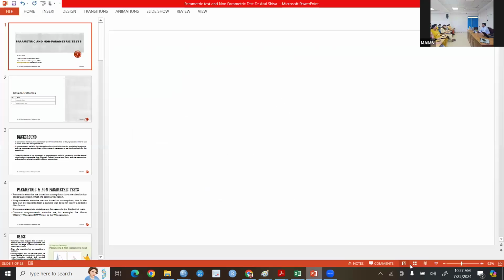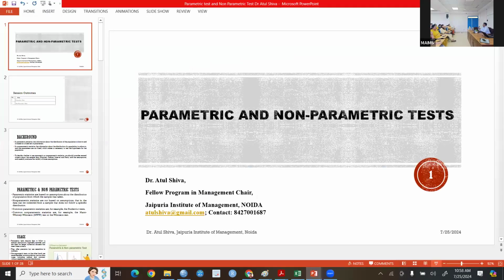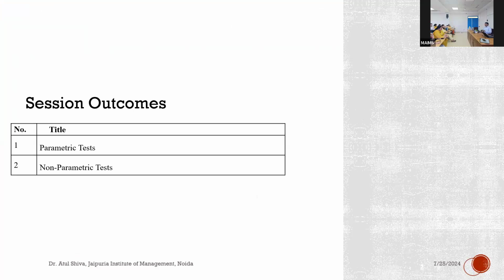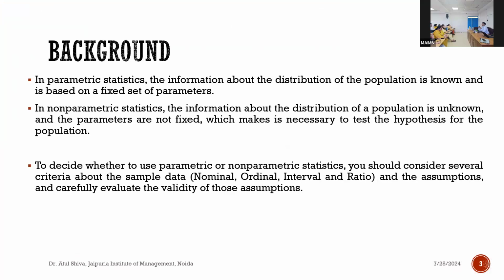So when we say that I am going to apply a test, the test will be applied on a particular behavior of the data: nominal, ordinal, interval, or ratio. So these are the two session outcomes which we will obtain before lunch. And the background is, now read the first line. If you can understand, in parametric statistics, information about the distribution of population is known. This is the baseline of the research.